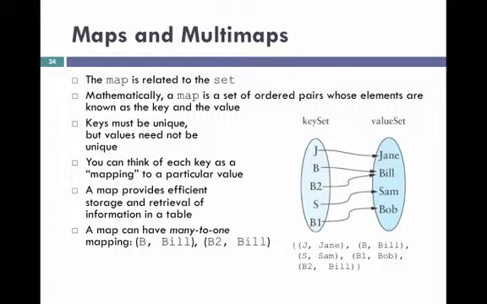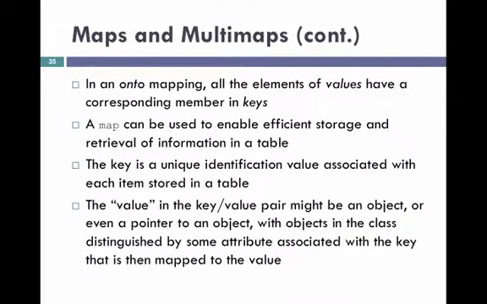Now, a map provides an efficient storage and retrieval of information in a table, and a map can have many-to-one mappings. For instance, B can be mapped to Bill, and B2 can also be mapped to Bill. So here's an example of the key set where the keys are unique, and then the value set, and values need not be unique. Now, in an onto mapping, all the elements of values have a corresponding member in keys.